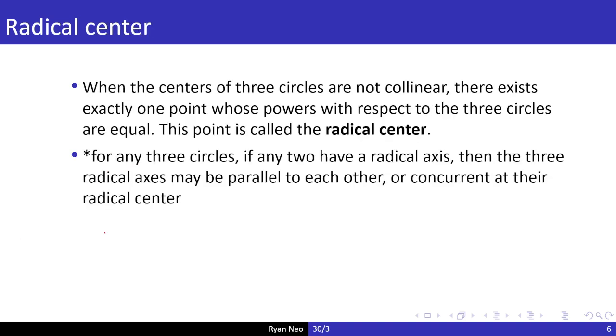Alright, that one's nothing much actually, but now we extend it to something called the radical center when there are three circles. When there are two circles, remember it's called the radical axis. Now it's called the radical center. Basically, when the three centers of the three circles are not collinear, there exists exactly one point whose powers with respect to the three circles are the same. This point is called the radical center. So for any three circles, the three radical axes may be parallel to each other or concurrent at the radical center.